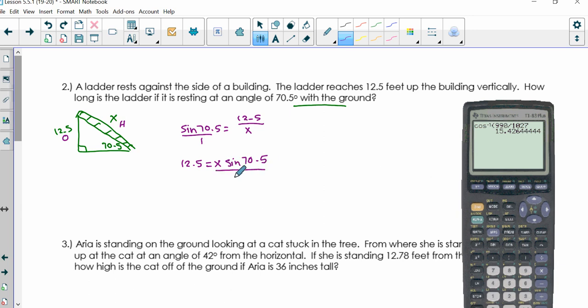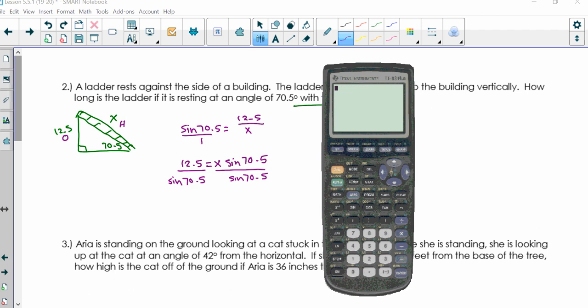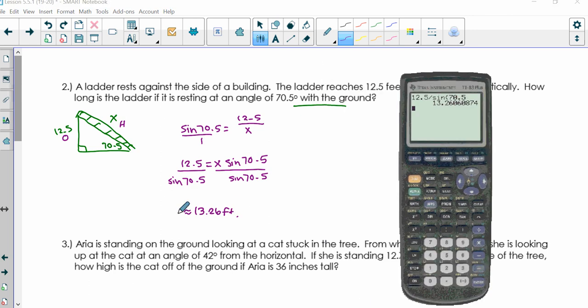To get x by itself, I'm going to divide. And again, be careful with this one. This is probably the most missed type of algebraic solving. Usually we get the setup right, and then we mess it up with the solving. So 12.5 divided by sine of 70.5 tells us that the ladder is about 13.26. Make sure that we always have units, and the applications always have some type of unit with it. All right, moving on.